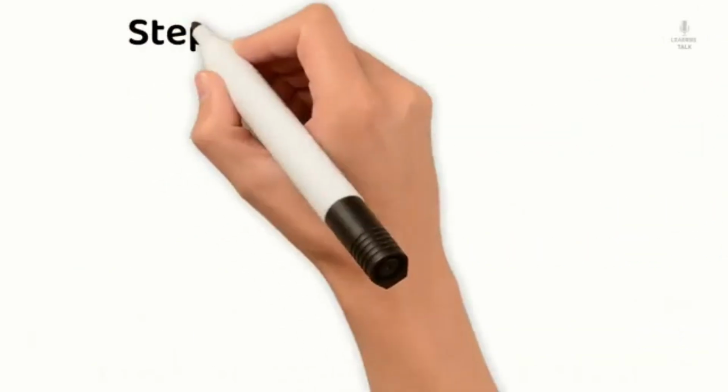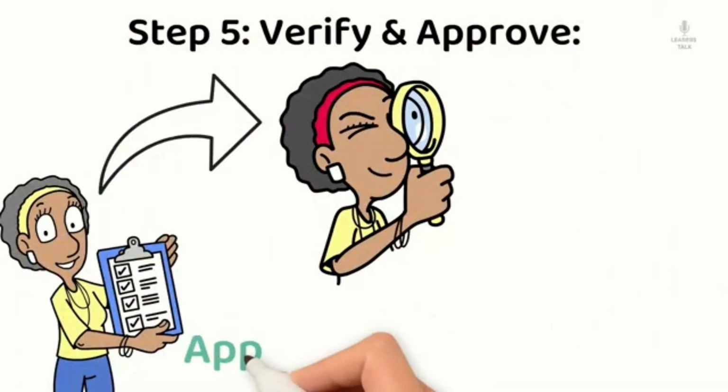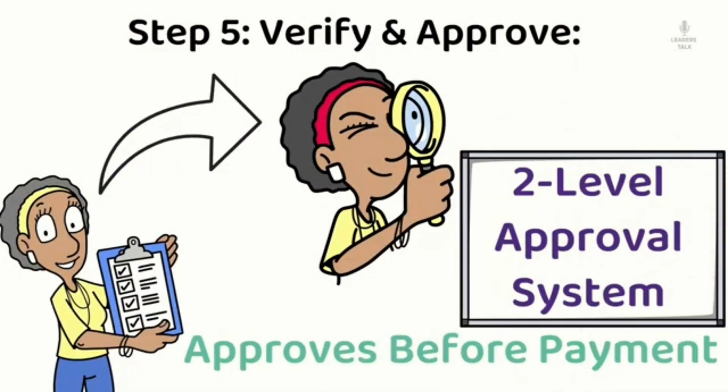Step 5, verify and approve. Prepare the salary sheet which the finance head reviews and approves before payment. Pro tip, always have a 2-level approval system to avoid errors or fraud.